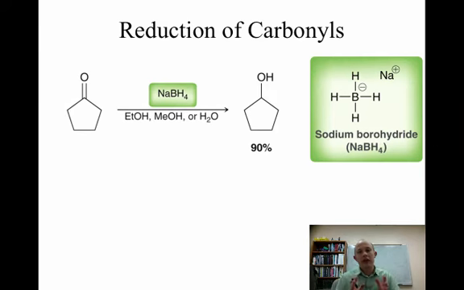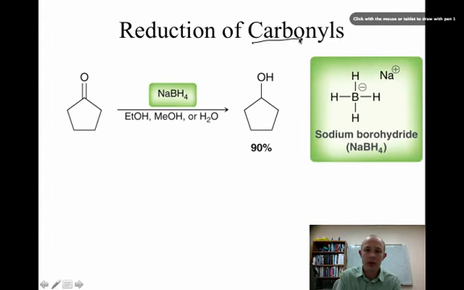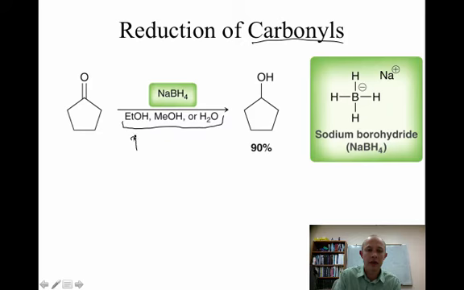Okay, so let's start by talking about reductions. I think these are the easiest reactions to understand in terms of oxidations and reductions. So if we start with a carbon-oxygen double bond called a carbonyl, we can reduce this with sodium borohydride and some protic solvent. We're always going to use a protic solvent with sodium borohydride. That could be ethanol or methanol or water.